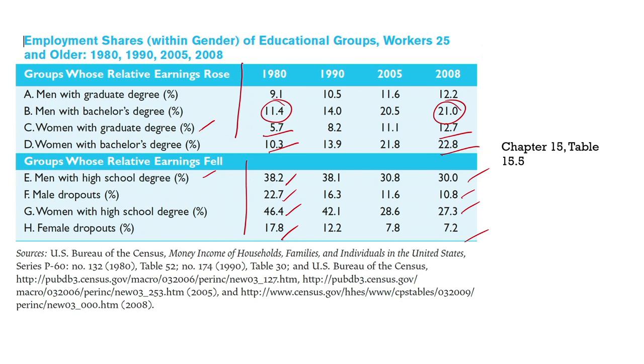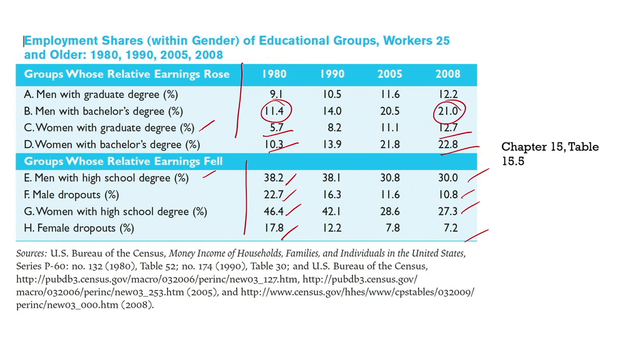This table also shows that there is a decrease in employment shares for lower education groups, meaning that employment shares for men and women with only a high school degree or who are dropouts have decreased over time. And the most significant declines are seen in the employment shares of women with high school degrees and male dropouts. And this has implications for the workforce composition.